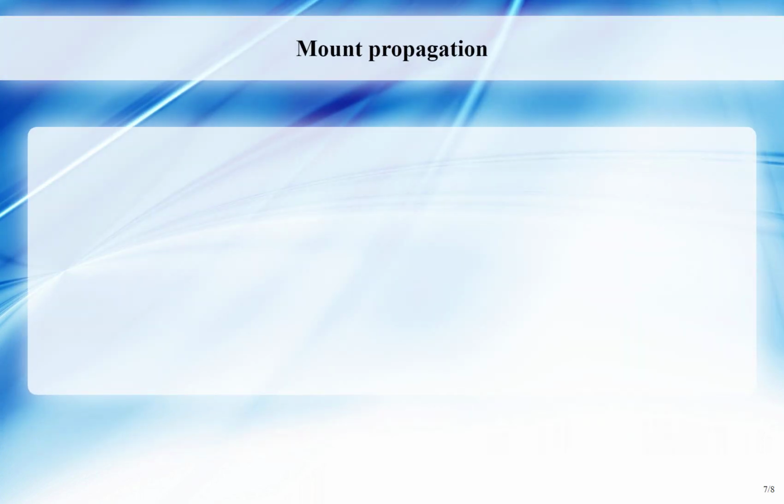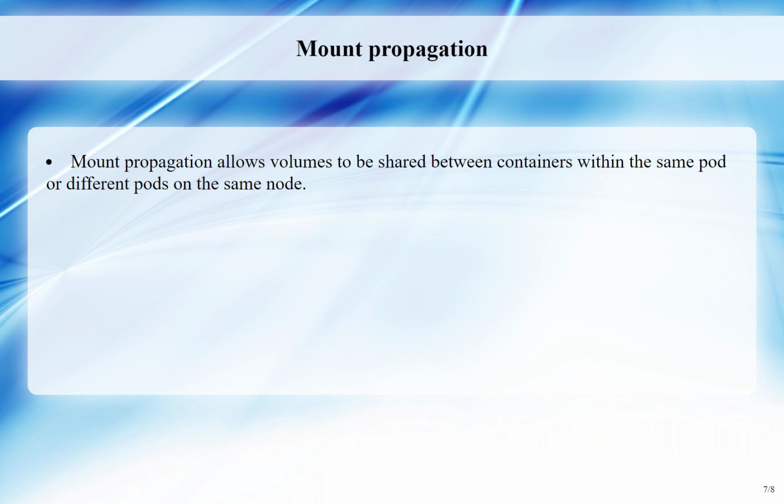Mount propagation. Mount propagation is a feature that allows volumes mounted by a container to be shared with other containers in the same pod, or even with other pods on the same node. There are 3 different values for the mount propagation field in container volume mounts: none, host to container, and bidirectional.